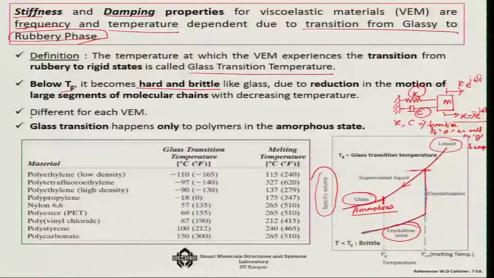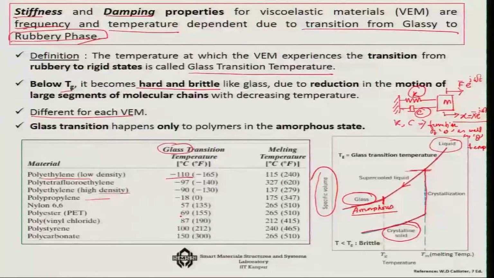Now, this temperature is of course different for each viscoelastic material. For example, for polyethylene, your common plastic, it is minus 110 degrees. That means the way you use a plastic bag, at that phase it is not at all in a glass state; it will be in the rubbery state. The same thing is true for high density polyethylene, polypropylene, etc. Nylon, on the other hand, at room temperature is actually in the glassy stage, because at 57 degrees nylon changes.